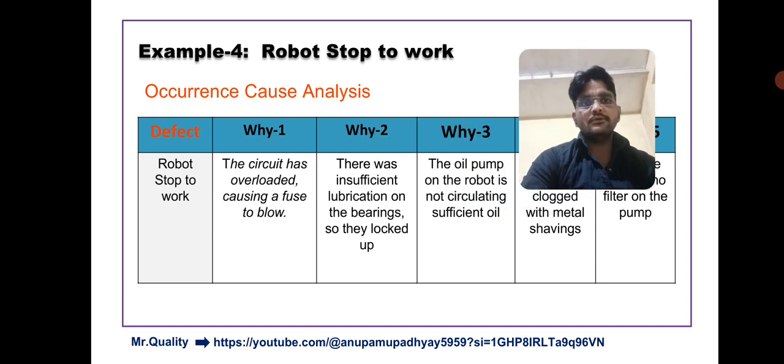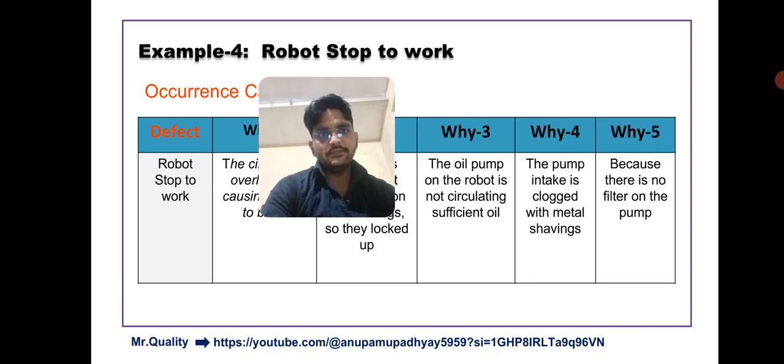Now example 4, robot stop to work. The occurrence cause analysis is robot stop to work. First why, the circuit has overloaded causing a fuse to blow. The answer of this why is there was insufficient lubrication on the bearing, so they locked up. Why they locked up? The oil pump on the robot is not circulating sufficient oil. Why not circulating sufficient oil? The answer is the pump intake is clogged with metal shavings. The answer is because there is no filter on the pump. This is the root cause.